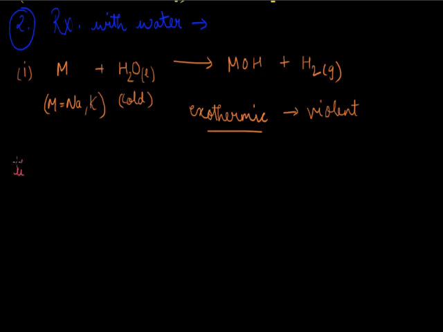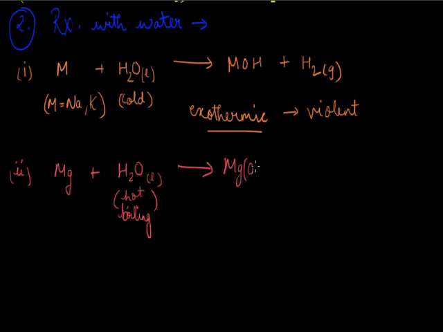The next category of metals we are taking form their corresponding hydroxides, but the water should be boiling, or you can say hot water. Metals react with water that should be hot. The metal here we can take is magnesium. Magnesium reacts with hot boiling water. Magnesium will react with water and form magnesium hydroxide and liberate hydrogen gas.